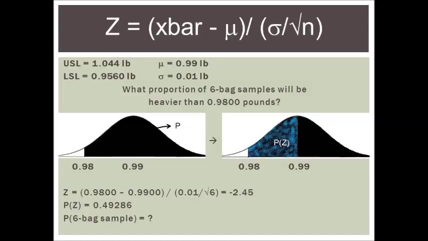Now look at the overall portion of the curve that is shaded black. That is the proportion that we are trying to determine for the answer to our question. So taking a look at this, how would we find the probability of a 6-bag sample being heavier than 0.98 pounds? How would we find the probability of the entire black section of the curve if we know what this smaller blue section is?